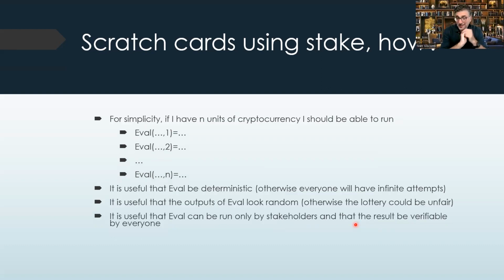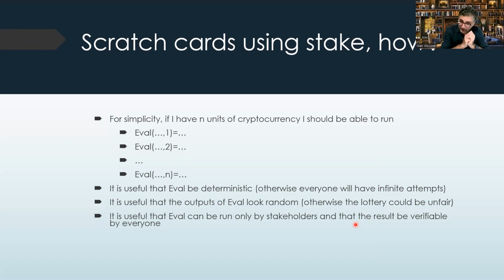Okay, then next, Eval should be run by the stakeholder because this is my ticket, right? It's not that somebody is able to run the lottery with my tickets. My ticket, I scratch my cards, you scratch your cards, right? So therefore, the secret key associated to my wallet should also be a parameter of Eval.